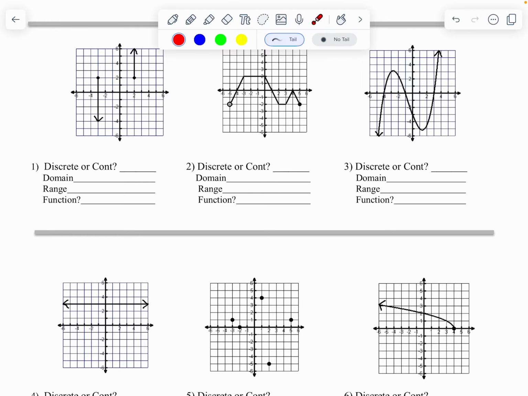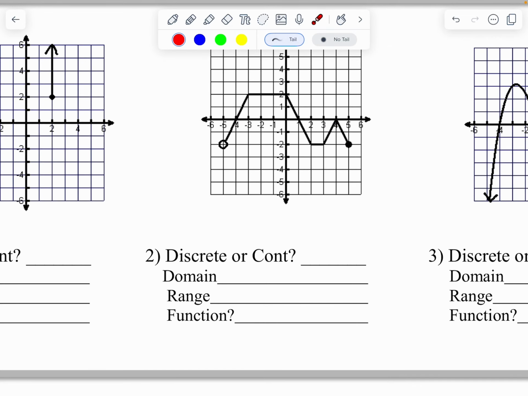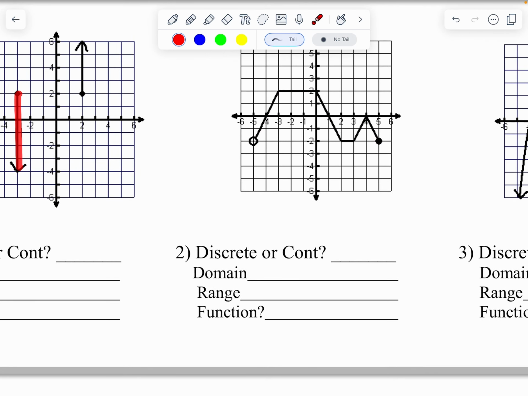Okay, let's look at the domain and range. So let's talk about whether a graph is discrete or if it's continuous. Okay, discrete just means that the graph does not flow continuously like this one does. Okay, it is broken up into pieces like our very first one on the worksheet. So for number 2, this graph is continuous.